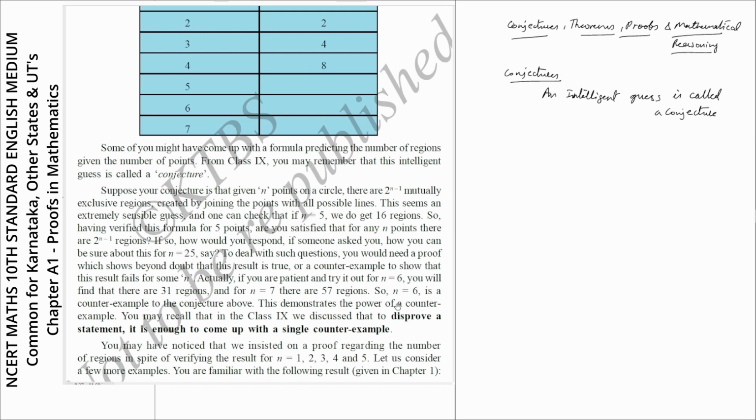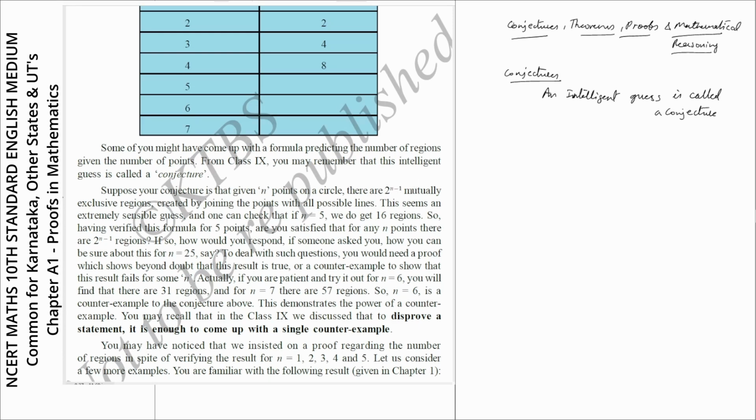So even one counter example is enough to make a statement false. You can read it here: to disprove a statement, it is enough to come up with a single counter example. What is the counter example here? For n equal to 6, this formula doesn't hold good.